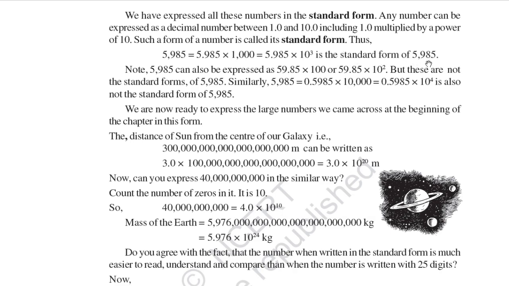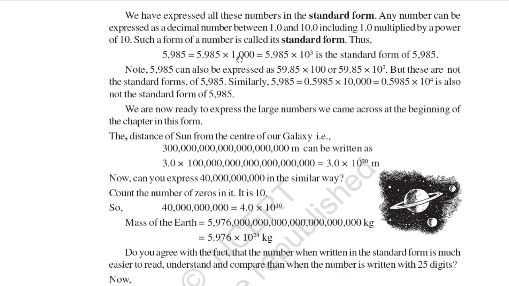So it is clear. Note that 5985 can also be expressed as 59.85 into 100, or 59.85 into 10 square, same thing. But these are not the standard forms of 5985. Similarly, 5985 can be written as 0.5985 into 10,000, which is 0.5985 into 10 to the power 4, also not the standard form of 5985. So this is the standard form, the first one.